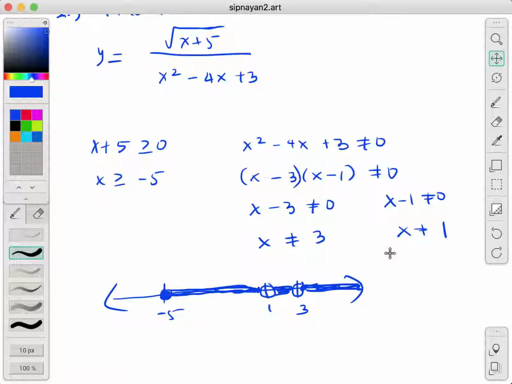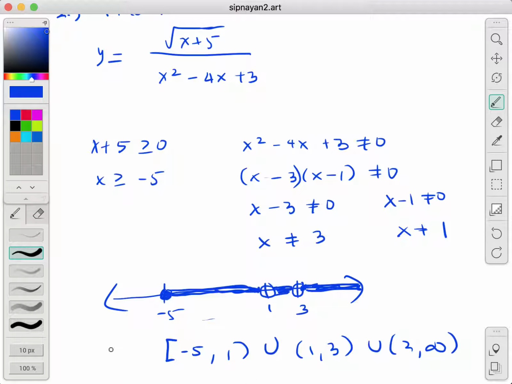The domain of the function is equal to, ano yan? So, from negative 5, kasama yung negative 5. So, square bracket, up to 1, hindi kasama yung 1. And then, from 1 to 3, parang hindi kasama, kaya parenthesis. And then, from 3 to infinity. Okay? Yun yung ating domain. So, gagawin lang natin yan, lalagyan lang natin na union sign.